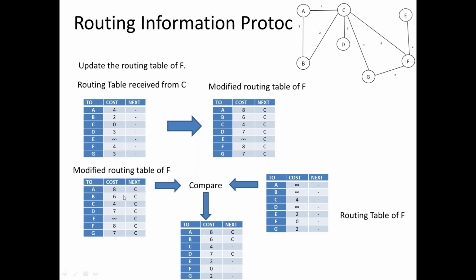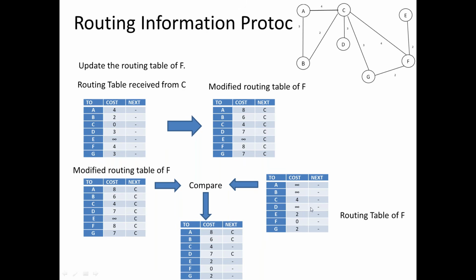When you compare the second one, B, the cost is 6 and it is through C, but here the value is infinity. So I have to take the value B, the cost is 6, through the intermediate node C. Now we have C, the cost is 4 and through C. In the initial table, the cost of C is also 4, but we don't have any intermediate value. So we have to take this value.